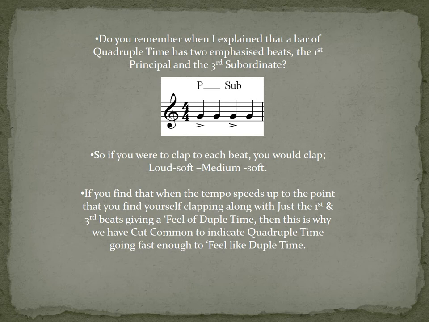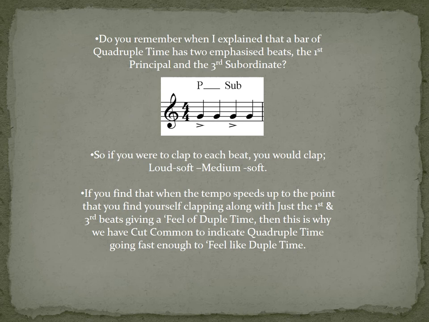Now, do you remember when I explained that the bar of quadruple time has two emphasized beats? That's the first principal and the third subordinate. So if you were to clap along to each beat, you would clap loud, soft, medium, soft, loud, soft, medium, soft. But if you find that you start to increase the tempo, loud, soft, medium, soft, loud, soft, medium, soft, loud, soft, loud, medium, loud, medium, loud, medium, loud, medium. All of a sudden, you're only really hearing the first principal and the subordinate. You're only hearing those two beats as the tempo lifts.